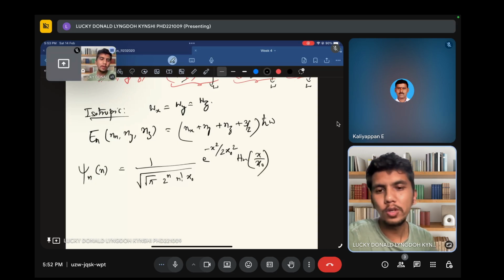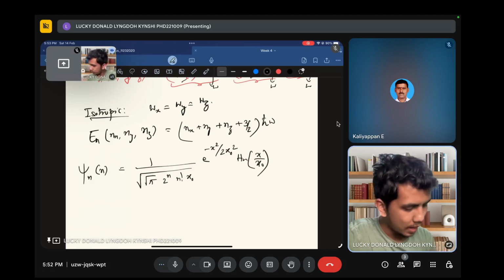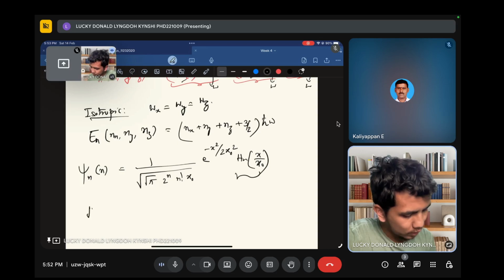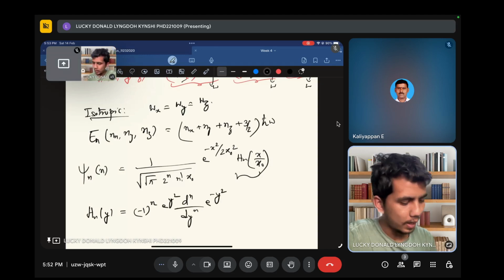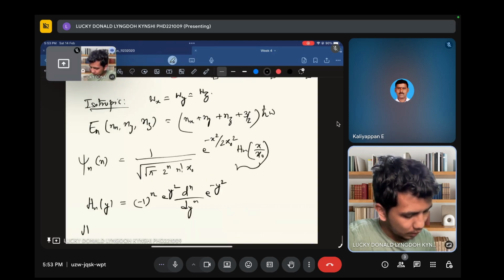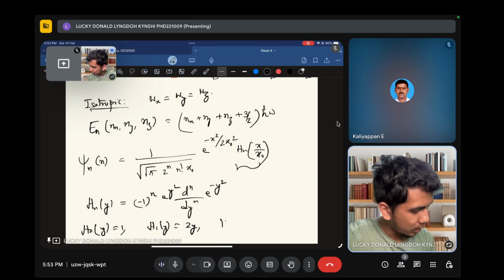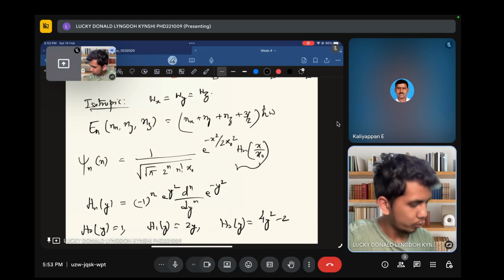Okay, so this is the wave function of your 1-dimensional harmonic oscillator. This term is called a Hermite polynomial, given by H_n(y) = (-1)^n e^(y²) d^n/dy^n e^(-y²). And this is given by H_0(y) = 1, H_1(y) = 2y, and H_2(y) = 4y² minus 2.